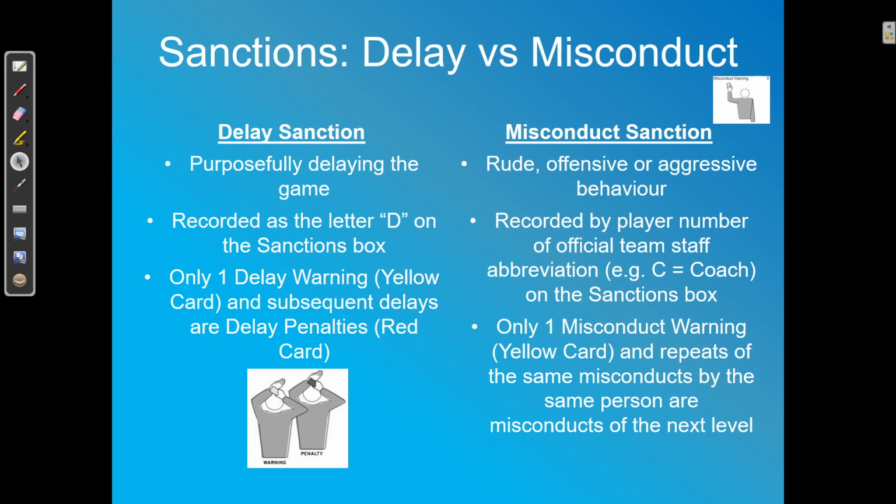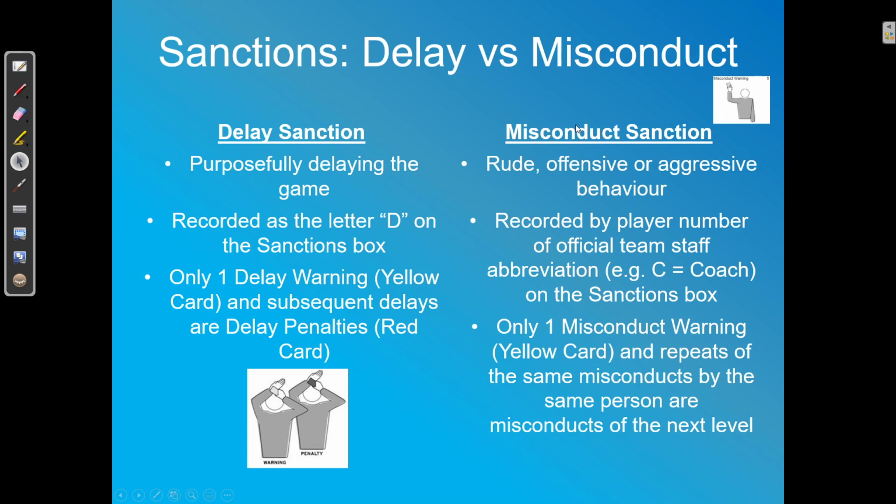How you record it is you record the letter D on the sanctions box. A team can only be given one delay warning, and any subsequent delays are delay penalties. So delay warning is a yellow card, and a delay penalty is a red card. A red card is a point to the other team.